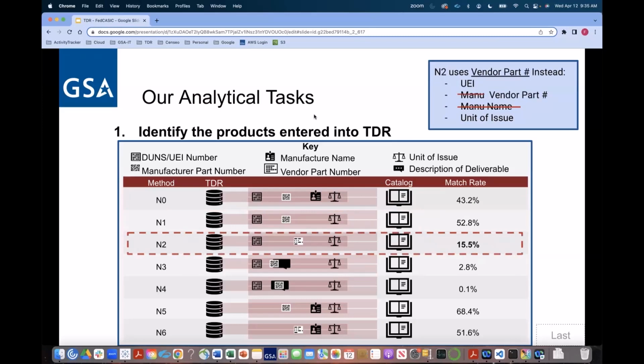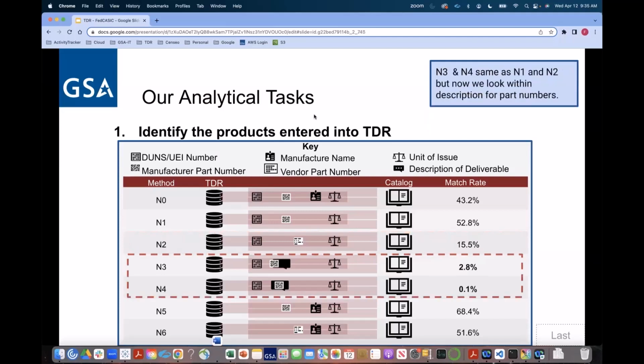Vendors can have their own part number, which is different from the manufacturer part number, for their internal consistency. When the TDR first came out, we were trying to make it the least burdensome to the vendor, so we allowed them to enter either manufacturer part number or vendor part number. We've now moved towards manufacturer part number because the vendor part number created additional inconsistencies, but there is about 15.5% of the data which uses the vendor part number instead of the manufacturer part number.